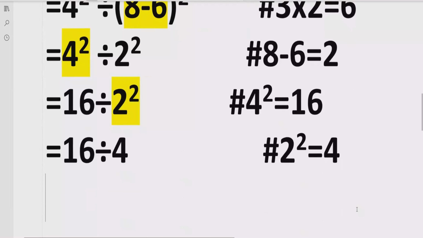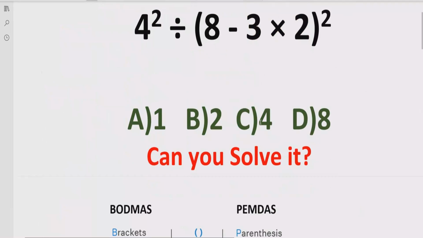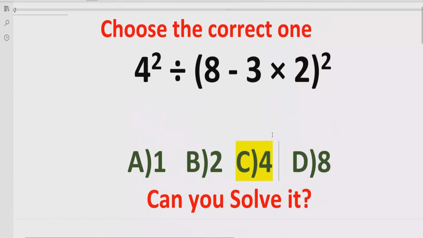Now we have solved two terms, 16 divided by 4. So we will divide these two terms and we get the answer 4. So the answer of the given expression is 4. If you see the answer list, answer C is the correct answer of this expression. So I hope you understand how you can solve the given expression using PEMDAS and BODMAS method and find out the correct answer. So that's it for today.